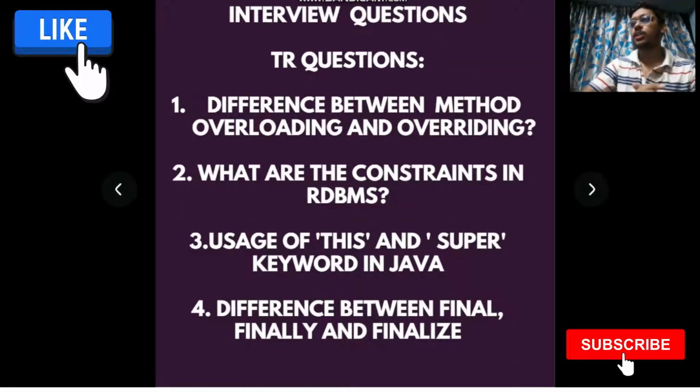The first question was the difference between method overloading and method overriding. He explained quite well. The second question was what are the constraints in RDBMS. The third question was the usage of this and super keyword in Java. He explained the this keyword with examples and also the super keyword with examples. Just keep it in mind that when you are delivering any answer, you have to give some examples. If you give examples, the interviewer will be impressed. So you have to explain in a proper manner, with examples and with theory.